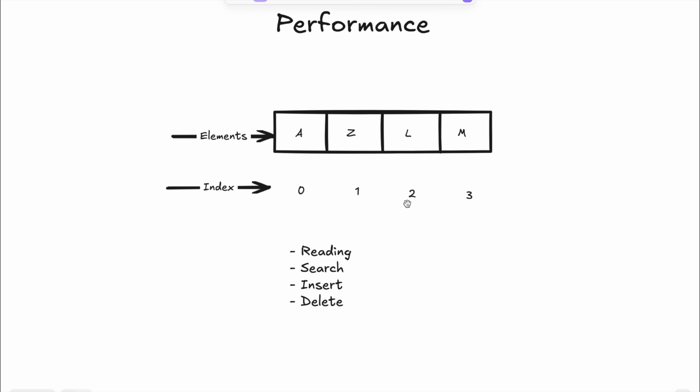Now searching is a little bit different from reading. In reading, we give an index of the element that we want to read. When it comes to searching, the computer has to look through the array to find the index of the element. In this example, if we told the computer to search for element M, the computer would have to start from A and then look through all the elements, and then finally when M is found, it will return 3.